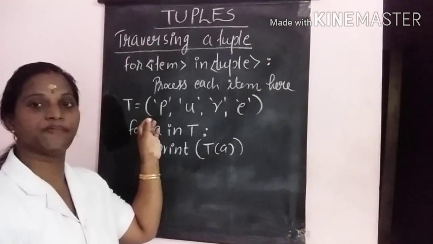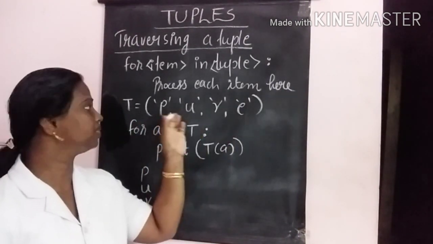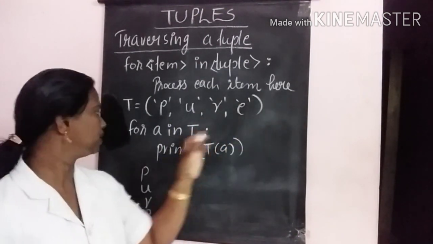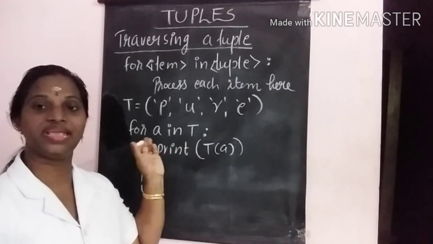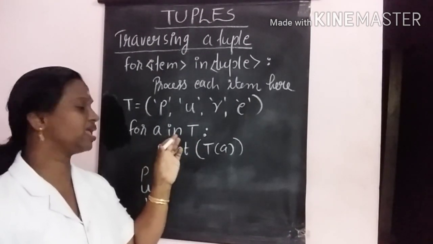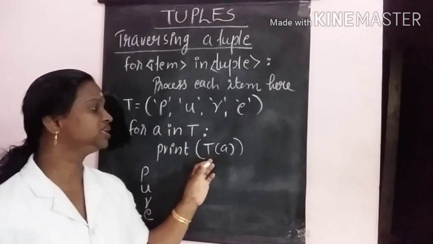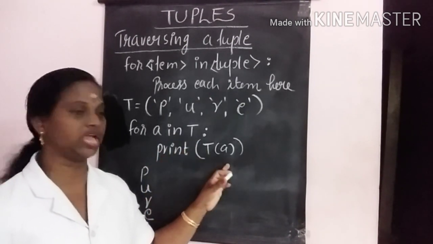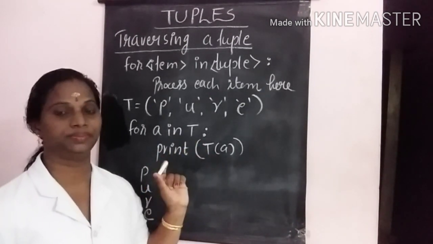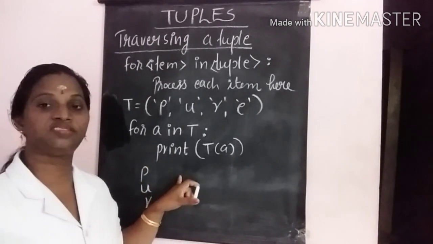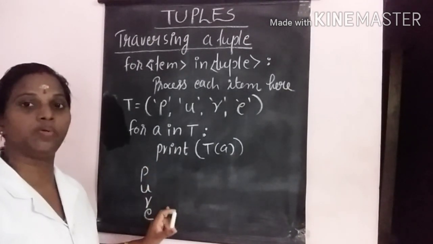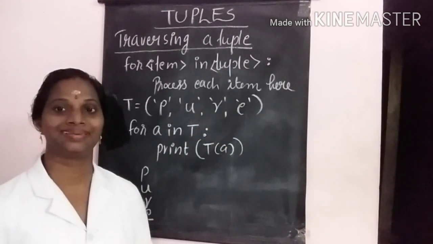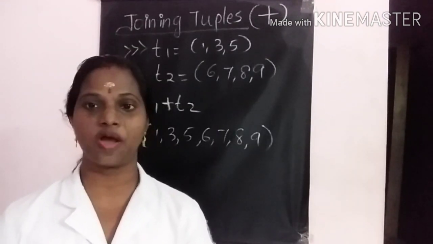Here t is a variable, and t is assigned this tuple P-U-R-E. Then for a in t, a is a variable name. For a in t, print t of a, that is, for each iteration it will print the value of the tuple. When you execute this statement, you will get the output as P-U-R-E. This is the output for this code. Clear?